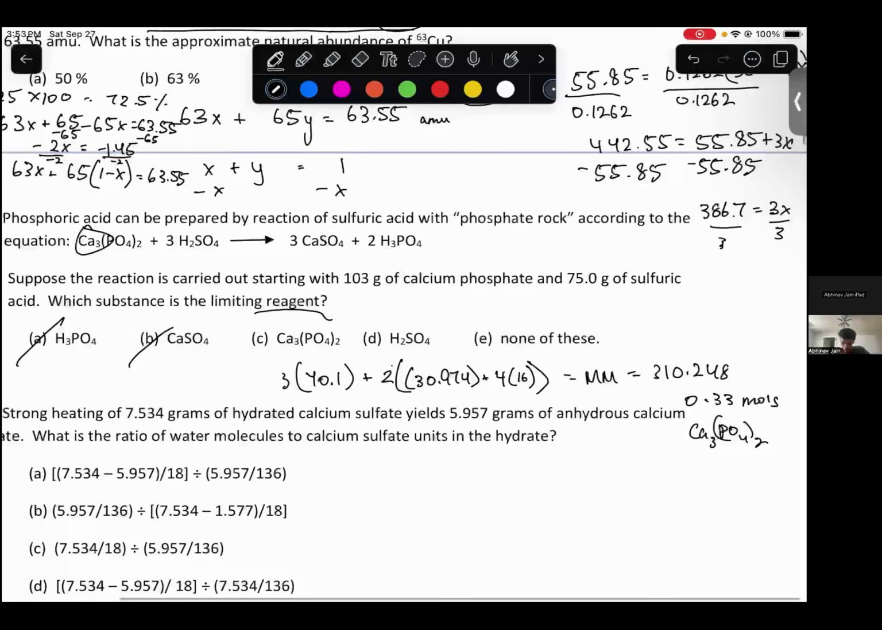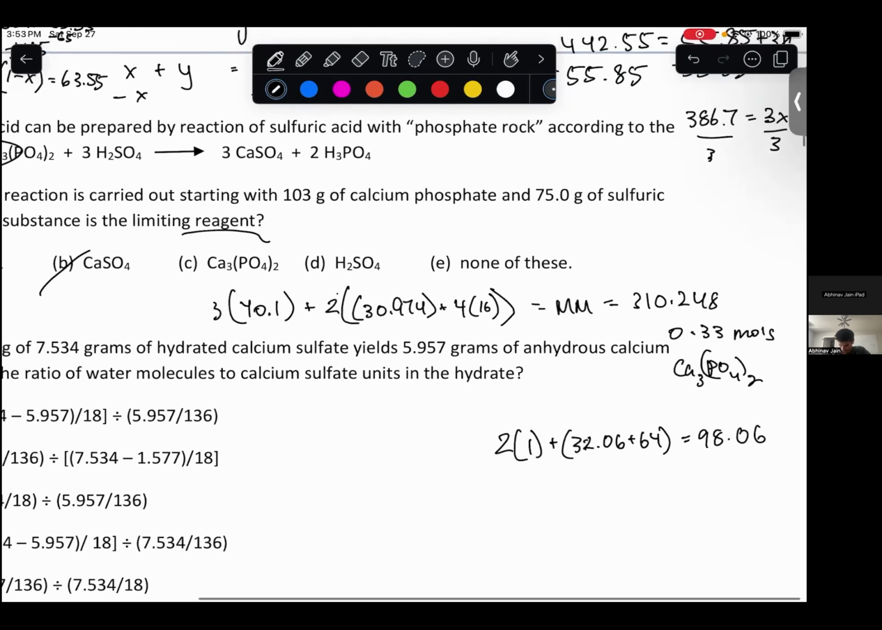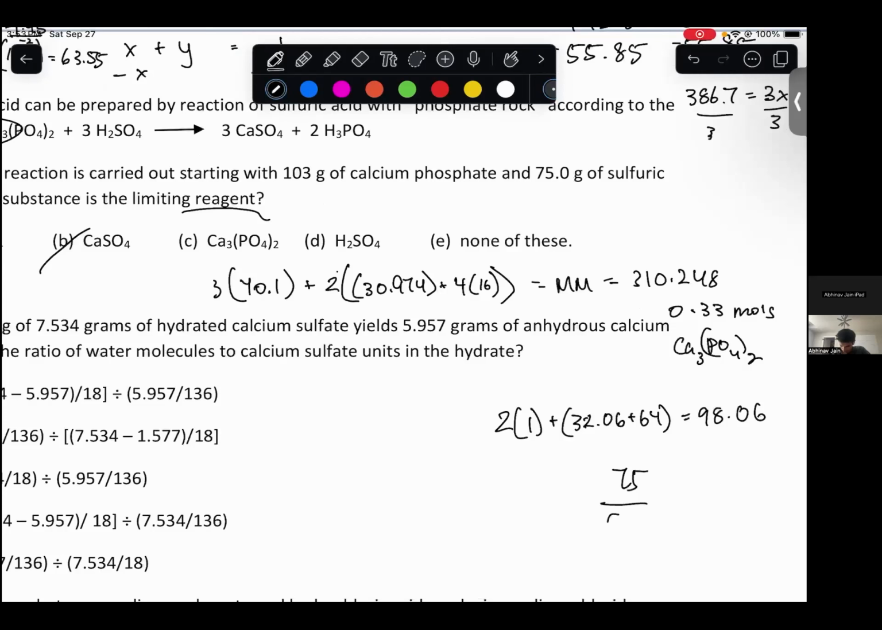Calculate how much sulfuric acid we have. You have 75 grams of it. Sulfuric acid, that's going to be 2 times 1 for the 2 hydrogens plus the sulfur and the 4 oxygens. So 32.06 for the sulfur and plus 64 for the 4 oxygens. So that's going to be a molar mass of 98.06. Divide 75 by 98.06. That means we have 0.765 moles of H2SO4.